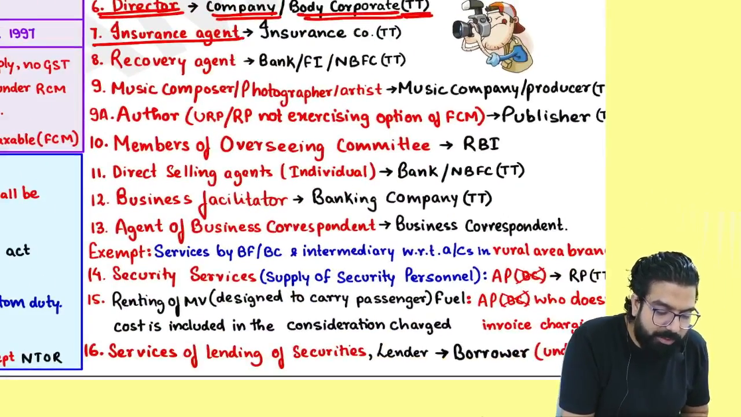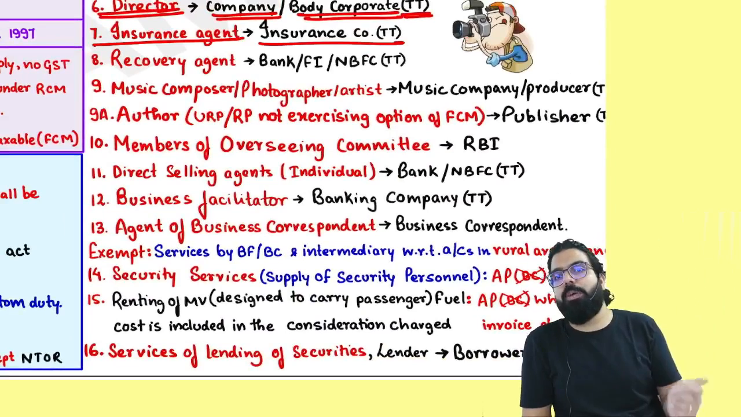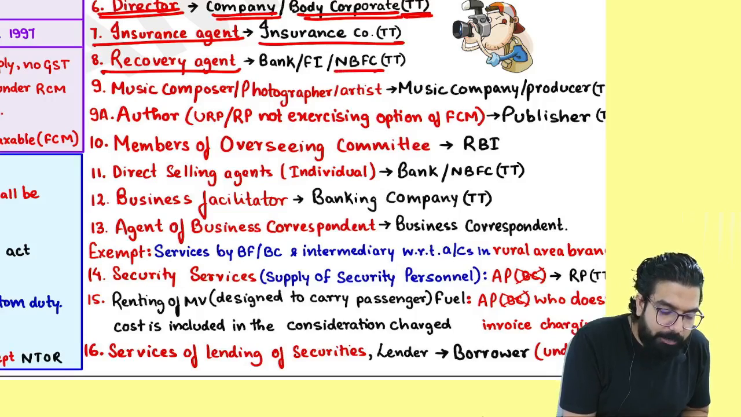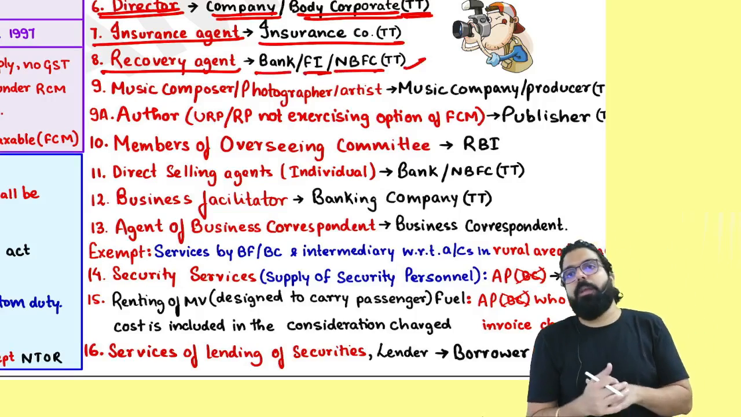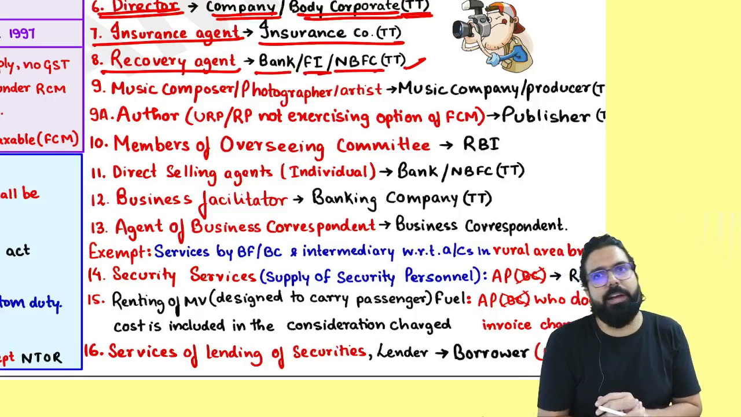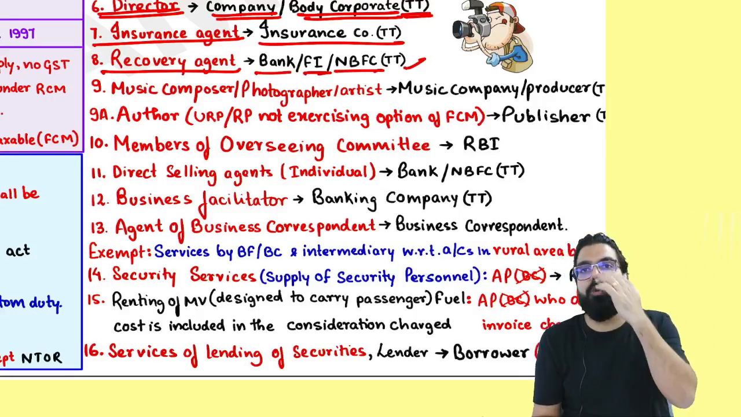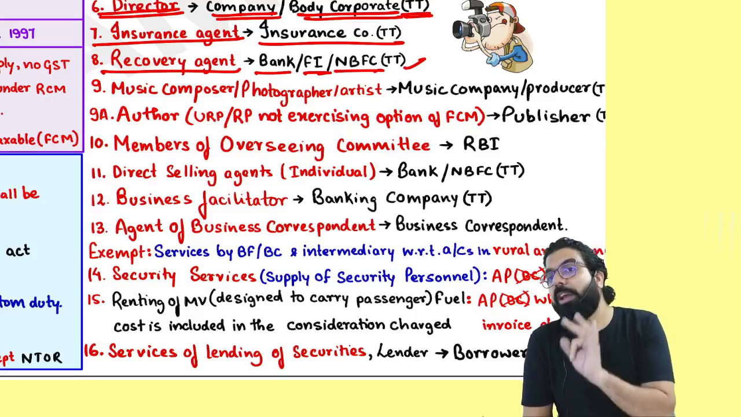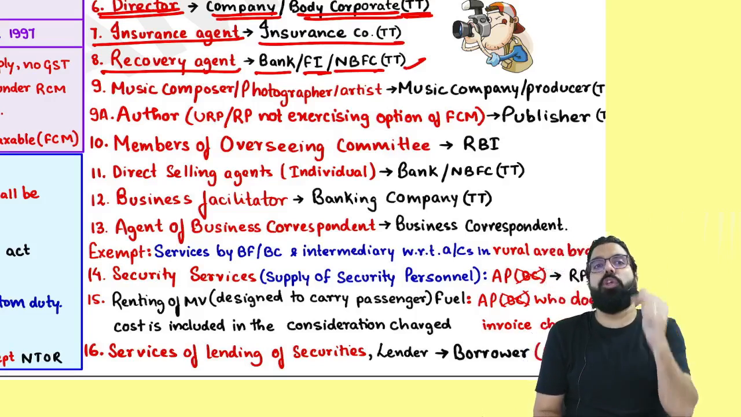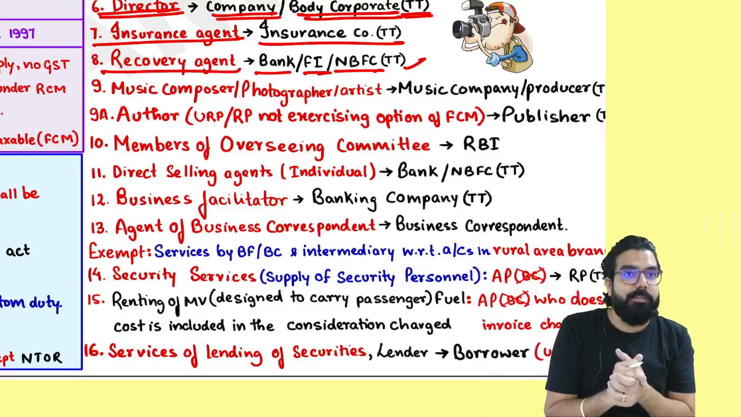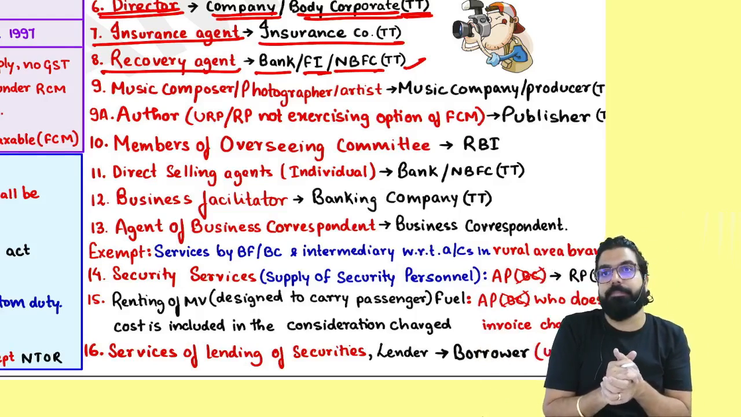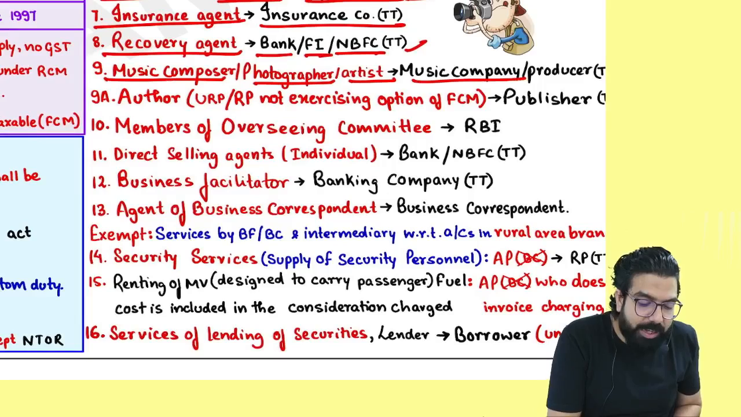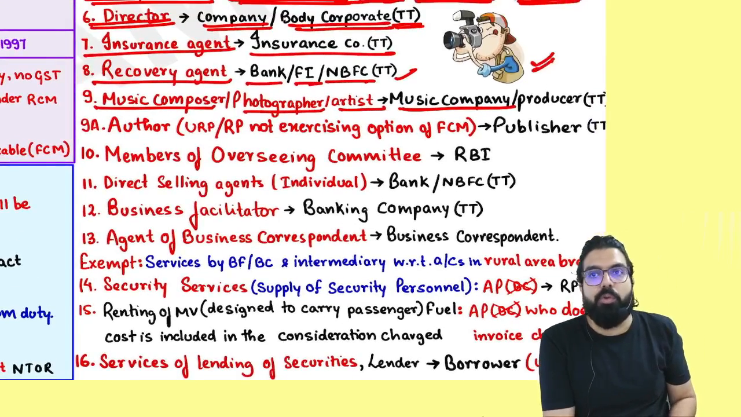The next one is an insurance agent giving services to the insurance company. Always, the insurance company will pay GST under RCM. Recovery agent giving services to whom? NBFC, financial institution and banking company. They will pay GST under RCM. One point I want you to be very careful about: if they say recovery agent giving services to bank, financial institution and NBFC, only then RCM. If they tell you recovery agent giving services to a car dealer, will RCM come or FCM? FCM.